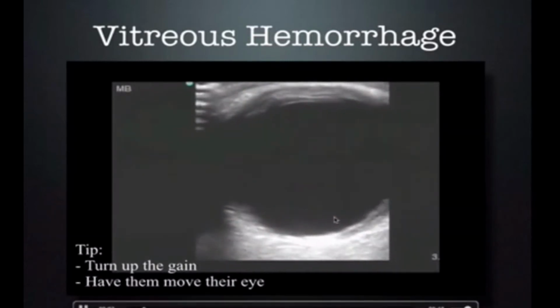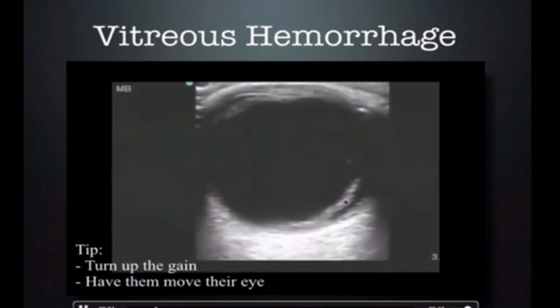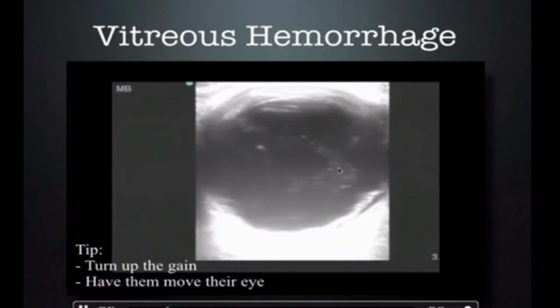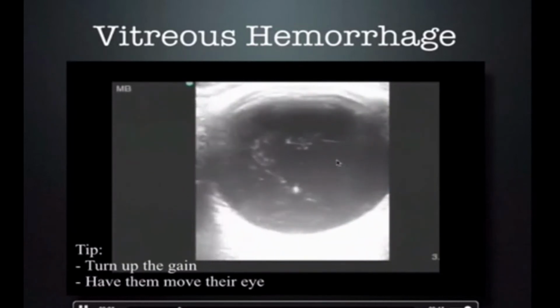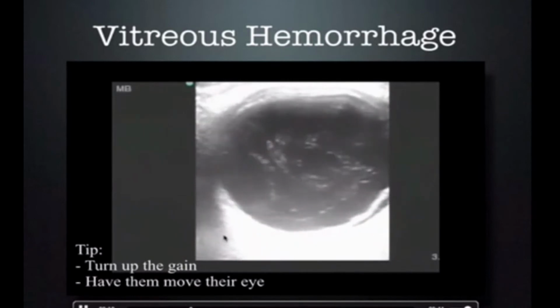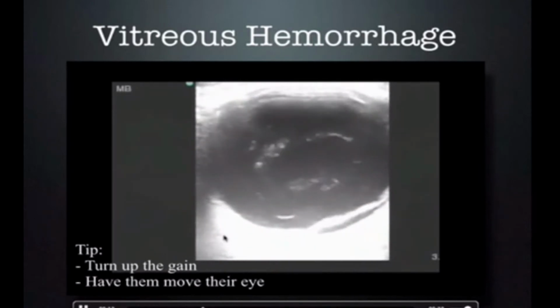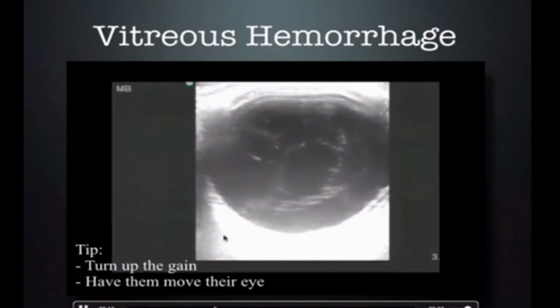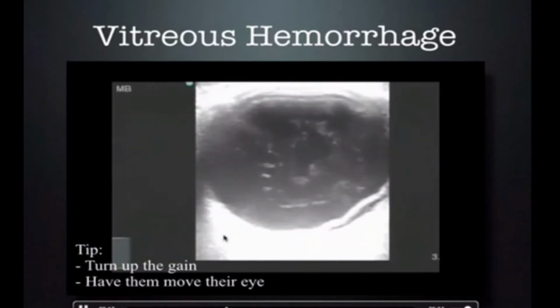Here we have a picture. We can see that there's something going on here. We actually have a retinal detachment. As we turn up the gain, though, you can see the blood in the vitreous, and as we have the patient move their eye from side to side, we see that blood swirling. This is called the washing machine sign. That is a vitreous hemorrhage due to a retinal detachment.